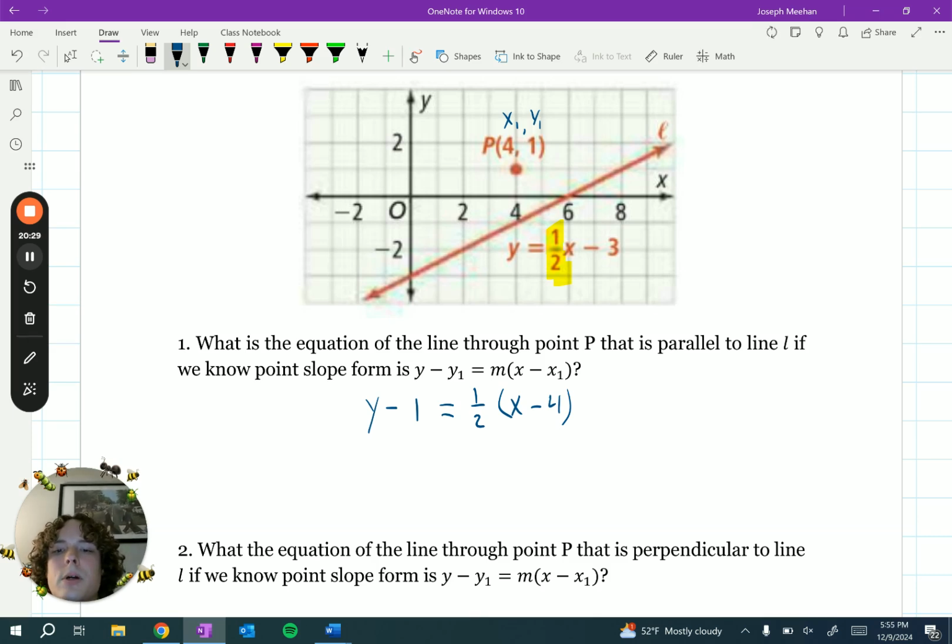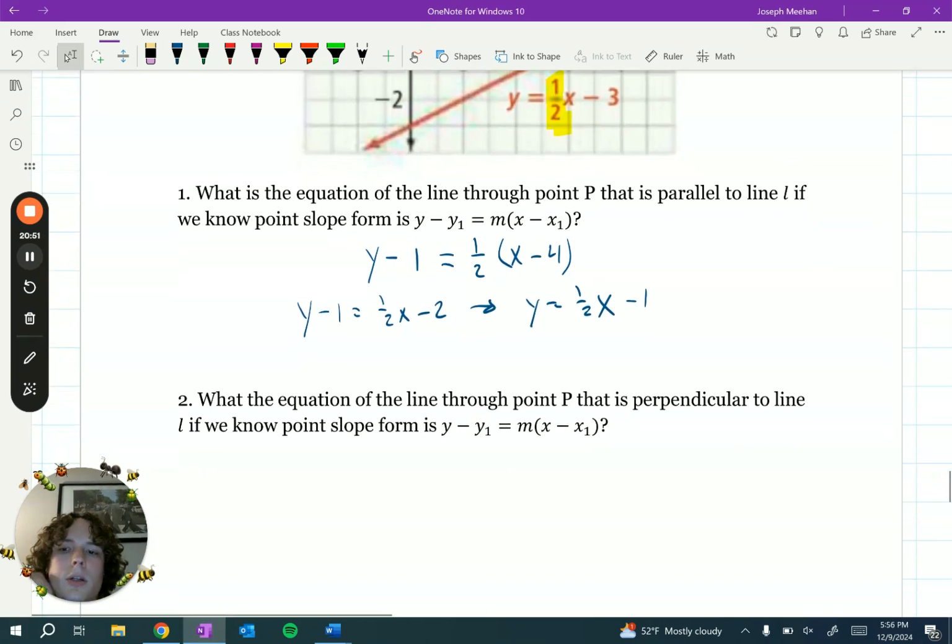That's it. It doesn't say to simplify this equation, so we can just leave it like this if we wanted to. However, if we wanted to simplify it, we totally could. We could say that this is y minus 1 equals 1/2 x minus 2, which would then bring us to y equals 1/2 x minus 1. So that would be our, what do we call it, y-intercept form, right?